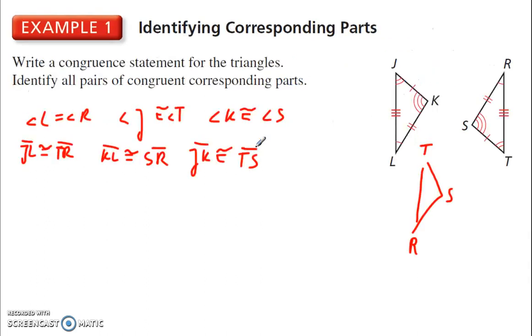Oh, and it says write a congruent statement for the triangles. Triangle JKL is congruent to triangle TSR. So it started with JKL, so TSR. Could have renamed this. You could have started with one line LJK, then start here RTS.